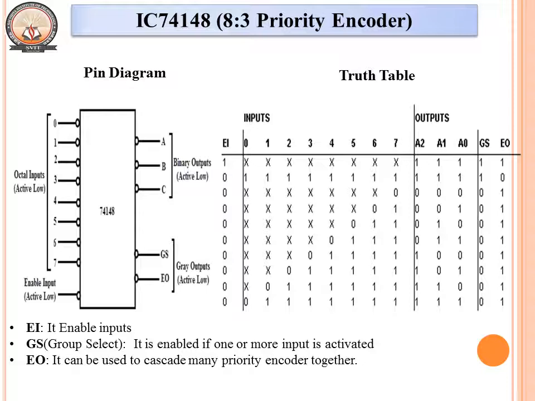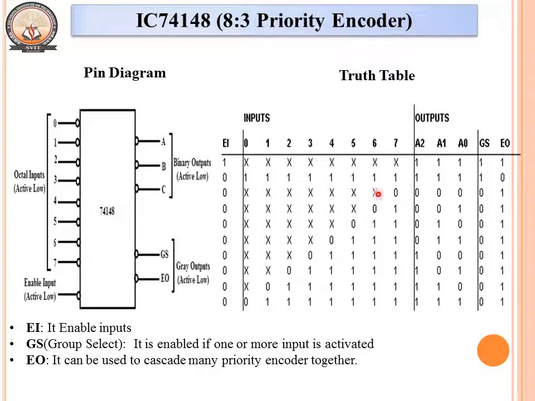And we have group select. It is enabled if one or more inputs are activated, so this will show whether your input is activated or not. EO, that is enable output, will be used for cascading many 74148s. Since it is active low, it will work in the reverse direction. If you give 1, the particular input will be deactivated. If you give 0, the particular input will be activated.